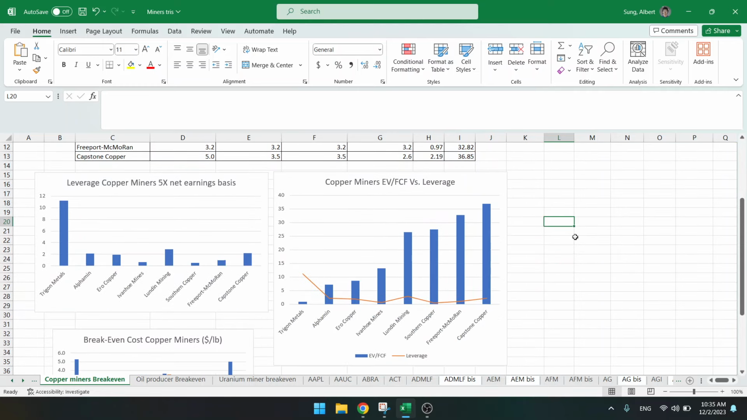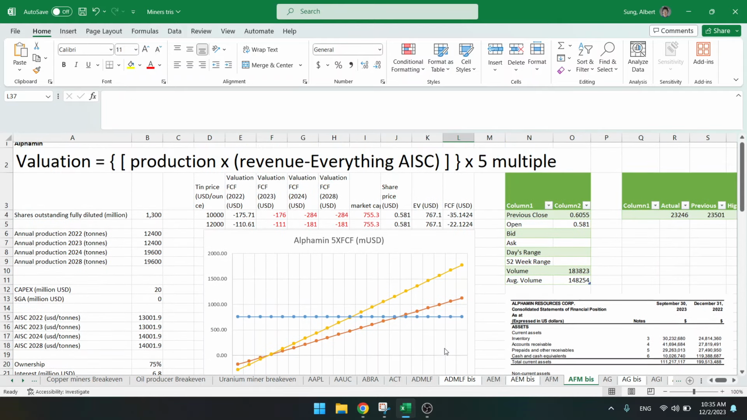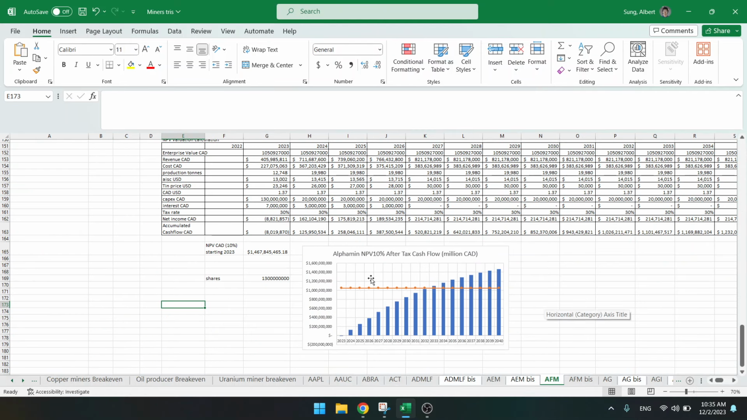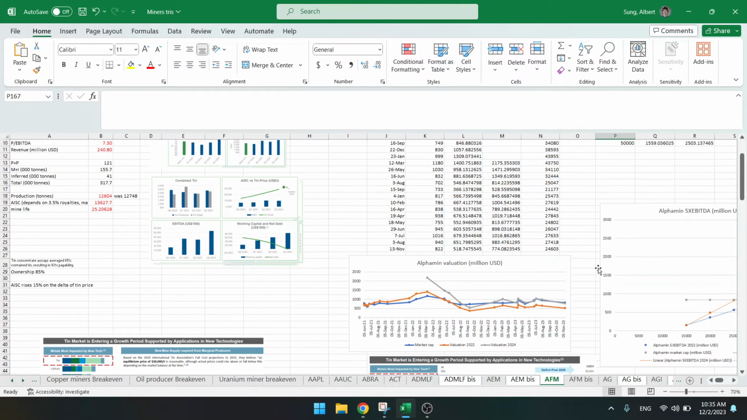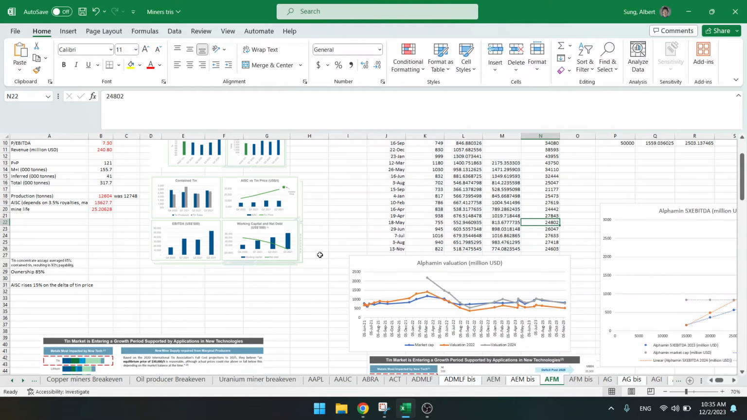So that was the update. I have added Alphamin to my overview now, which I always wanted to do. This has been updated with new enterprise value, new tin prices. So we're set. Maybe a last update here.